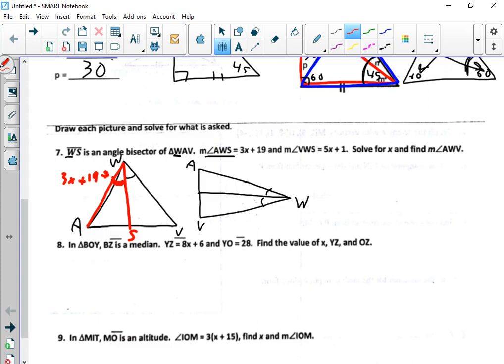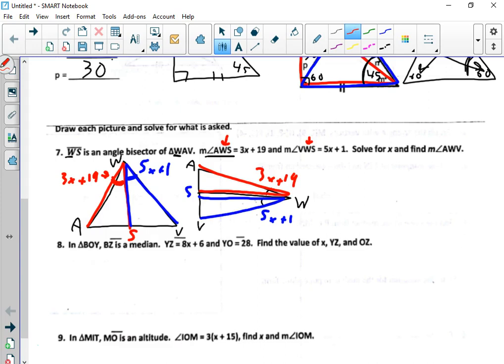Okay? Then it says that VWS, this angle right there, which is equal, is 5x plus 1. Now, where's VWS on this one? Here's VWS. So that means 5x plus 1 is that angle right there. And 3x plus 19 is that angle right there. That's how you name an angle. Remember, this letter, the middle, is the vertex.